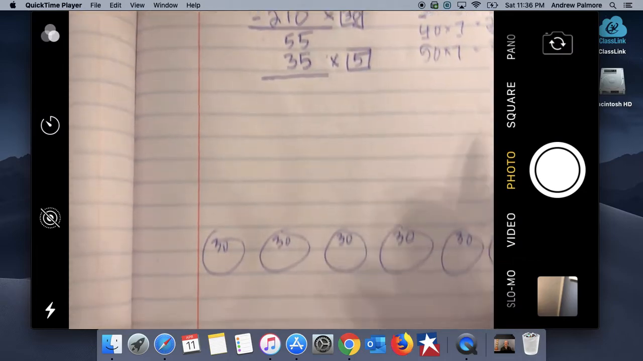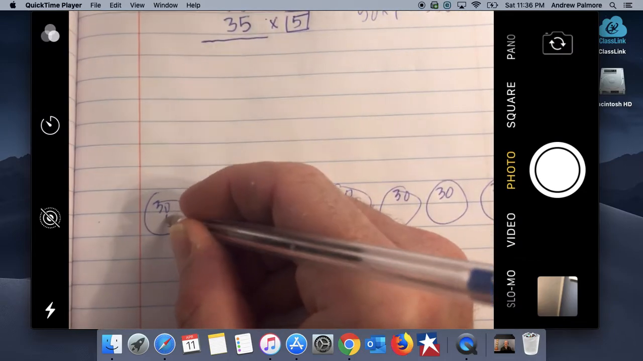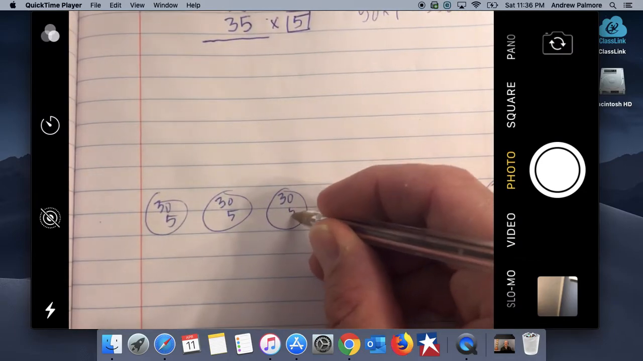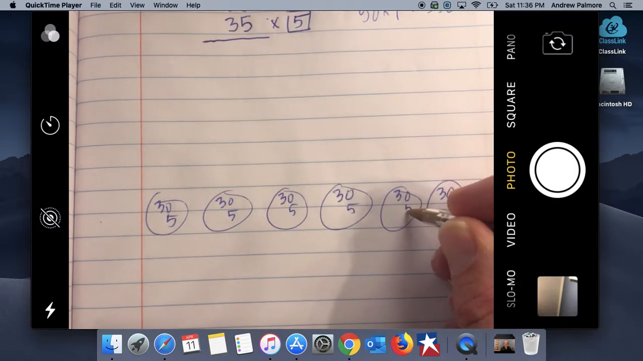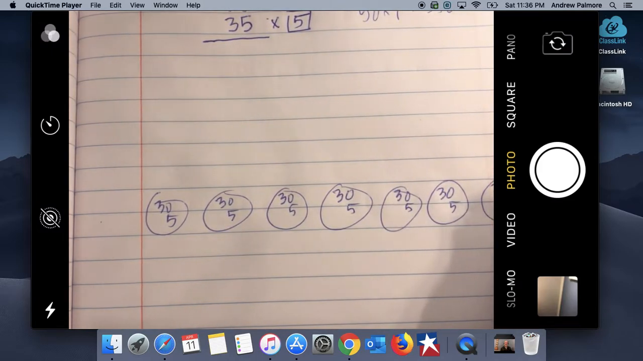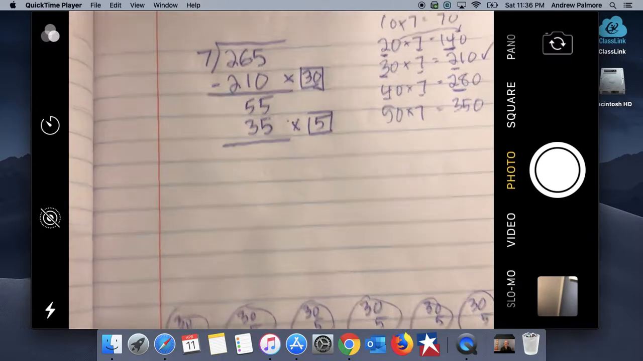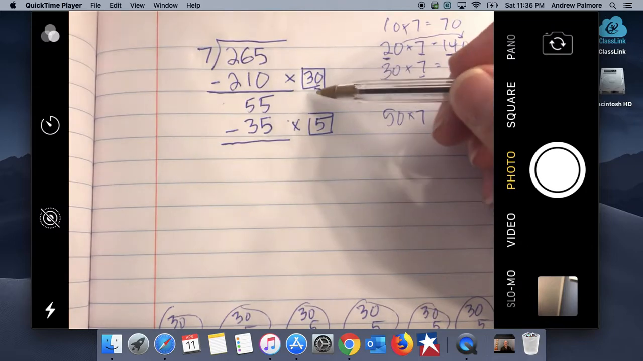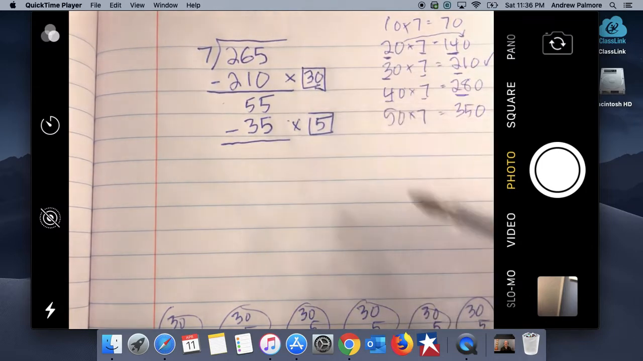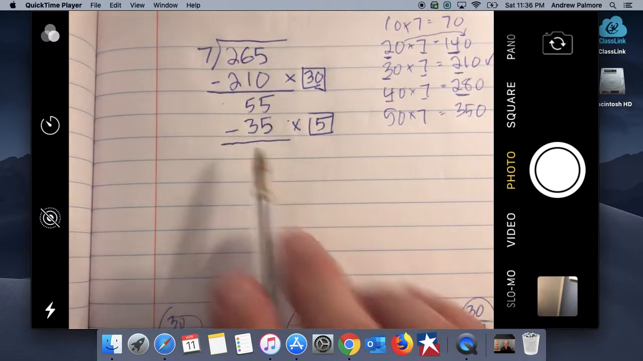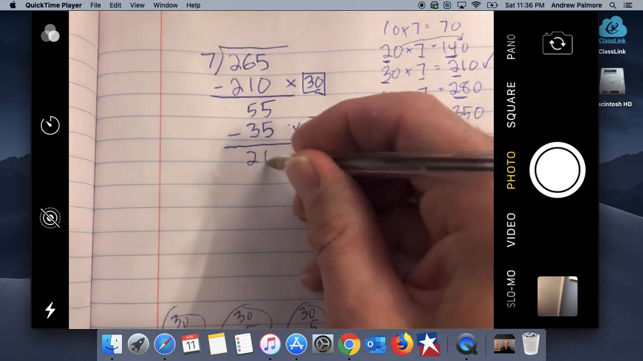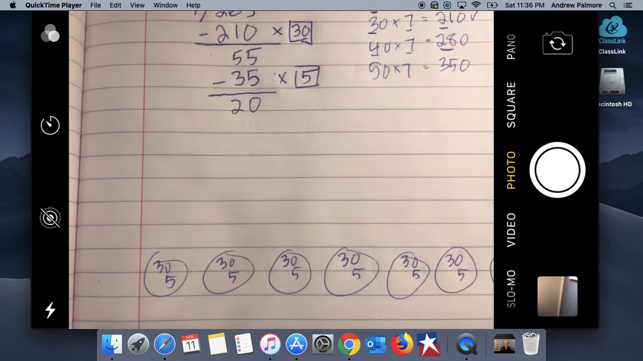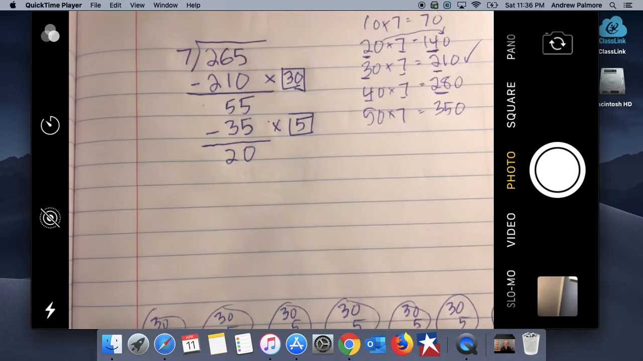So if I give each person 5, I will have given out an additional 35 more candies. So now everyone's got 35 at this point, total. I get that because I have a 30 here and a 5 here, and the 7 groups of 5 here make 35. So I'm going to subtract. That leaves me with 20 left over. I have 20 candies left over.